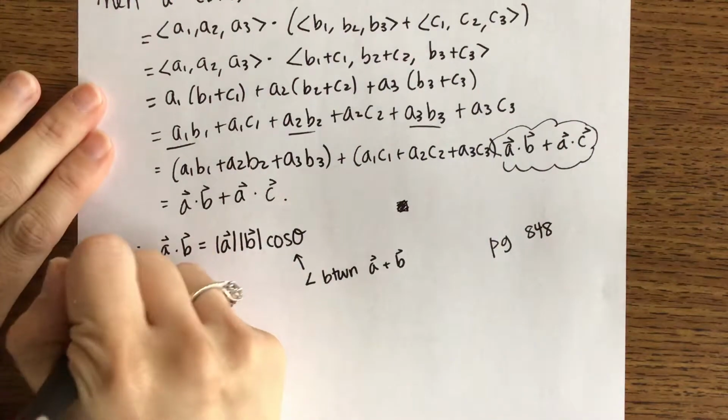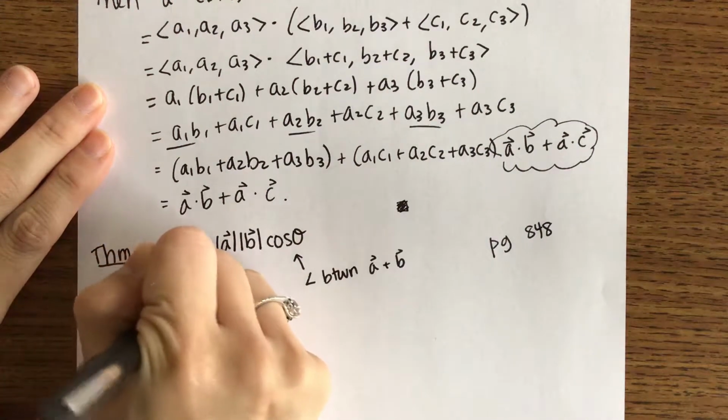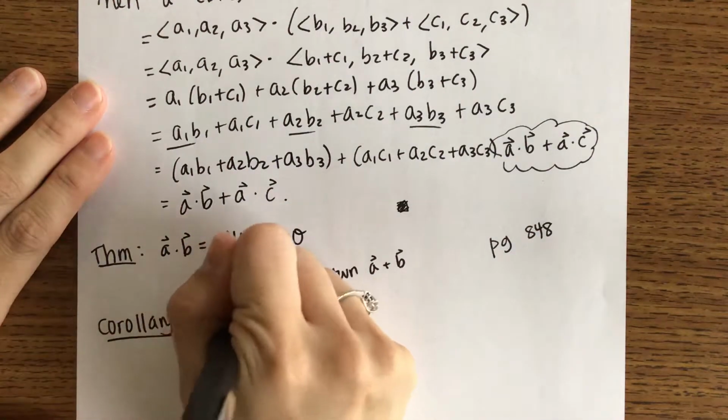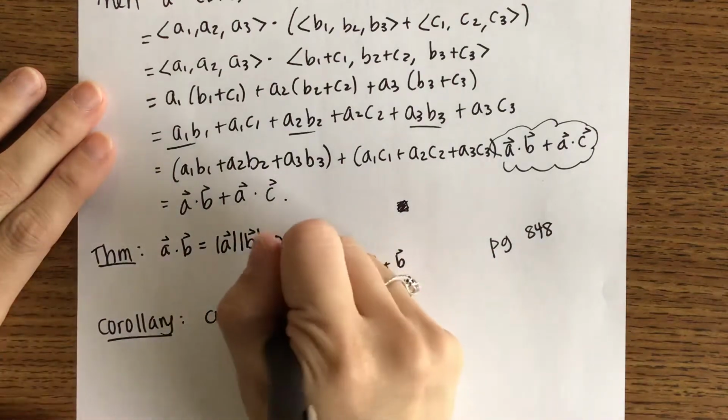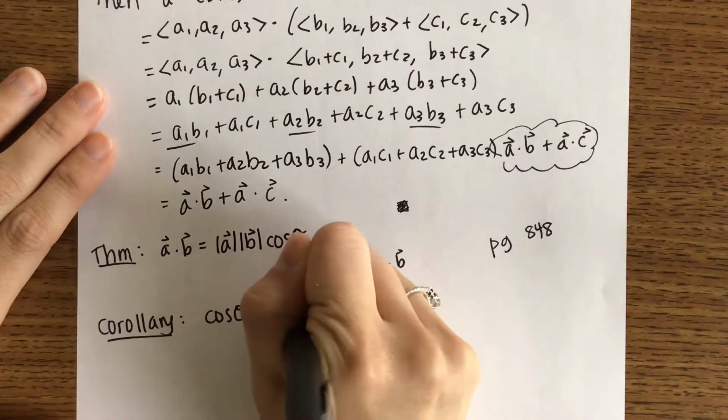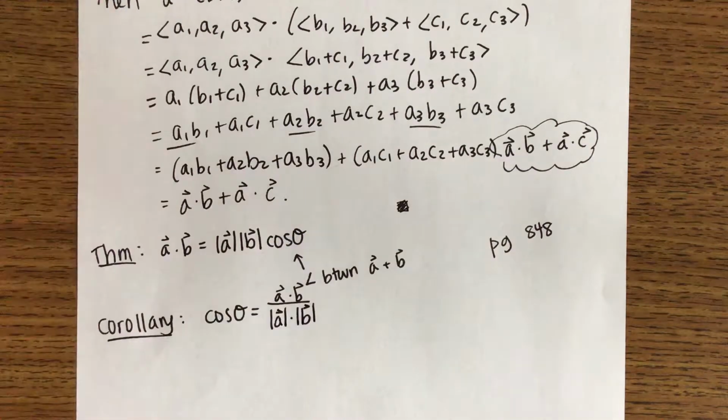This brings us to a corollary. Oftentimes, you're going to be asked to find the angle between vectors A and B. So we often rewrite this as cosine of theta is A dot B divided by the norm of A times the norm of B.